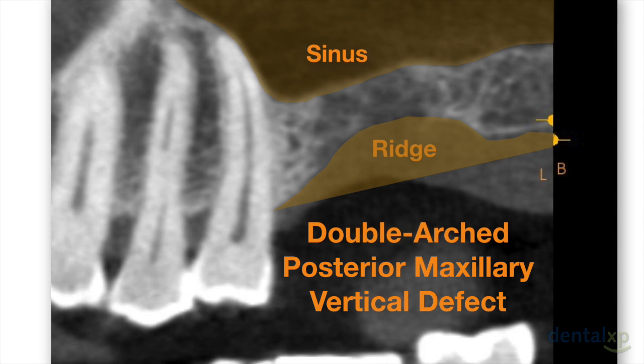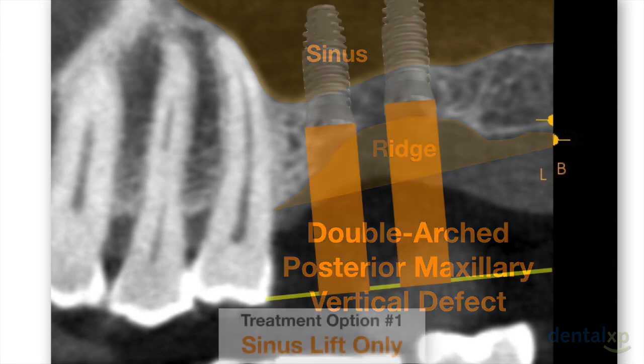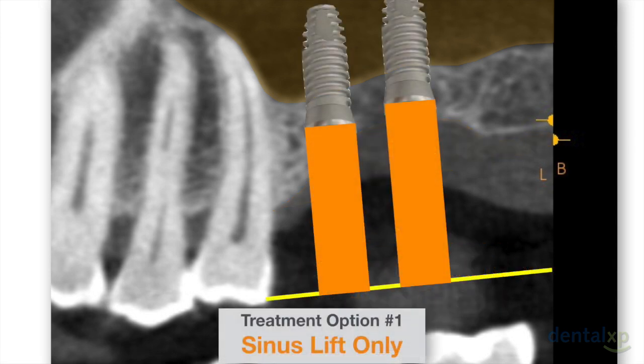And for this, we have three options. The first option is to perform a sinus lift and position the implants at the existing ridge level. This, of course, will result in very apically positioned implants and a long clinical crown, which has biomechanical disadvantages, as well as poor hygiene access for a patient with possible peri-implantitis complications.